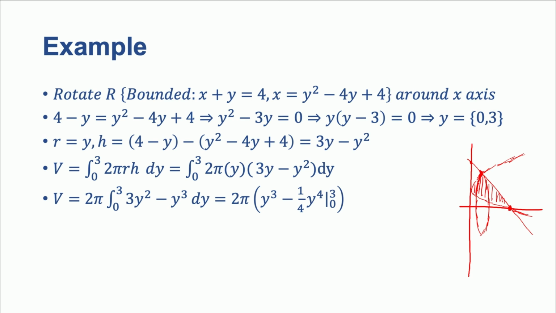Alright, so now all that's left is to apply the fundamental theorem of calculus, and this gives us the volume being equal to 2 pi times 3 cubed minus 1/4 times 3 to the fourth, which is equal to 27 pi over 2.